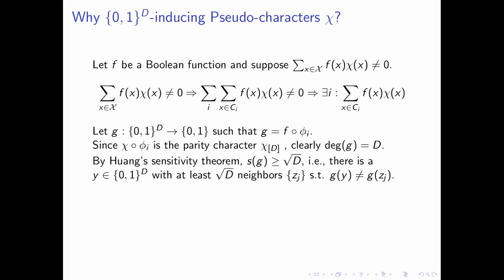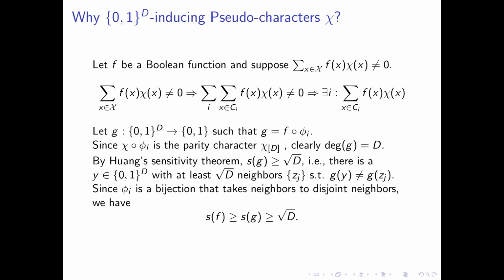So here we're just reducing to Huang's sensitivity theorem, and because this bijection that I had was nice, in that it took neighbors to disjoint neighbors, we have the following chain of inequalities. So what we've done is just reduce to the hypercube case. Okay, so it's not okay.